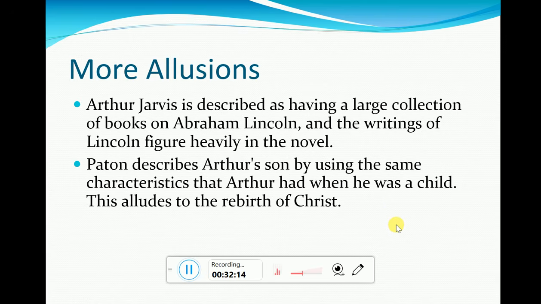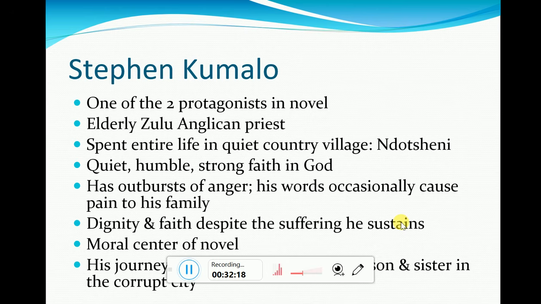Now let's get to know more about our characters. We have our protagonists, as I've already stated, the main characters. Reverend Stephen Kumalo is an elderly Zulu Anglican priest. He spent his entire life in a quiet country village called Ndotsheni. It's important to note that he spent his entire life at Ndotsheni. Hence, he's going to experience what I call culture shock when he gets to Johannesburg.